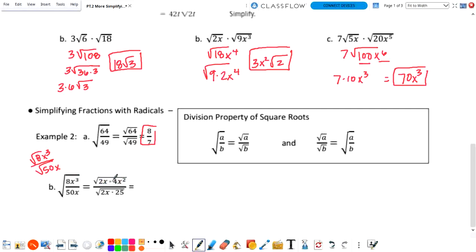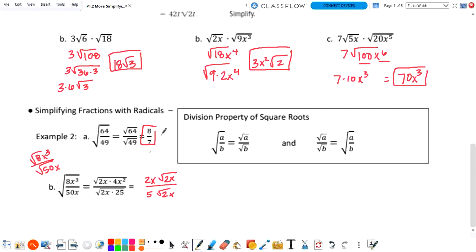And then same thing for the bottom, 50x, we want at least one perfect square, so we'll do the square root of 2x times 25. 2x is not a perfect square, but 4x squared is. So the square root of 4 is 2. The square root of x squared is x. And then we're left with that 2x in the radicand. And on the bottom, same thing, 2x is not a perfect square, but 25 is. So the square root of 25 is 5.